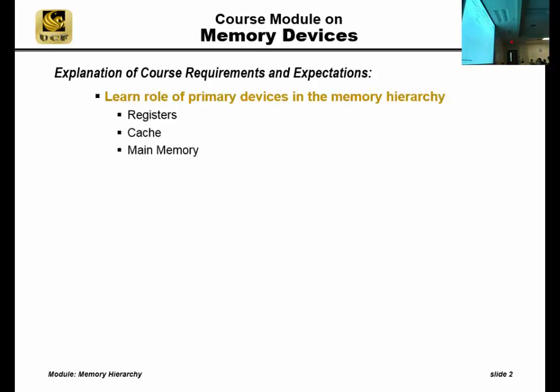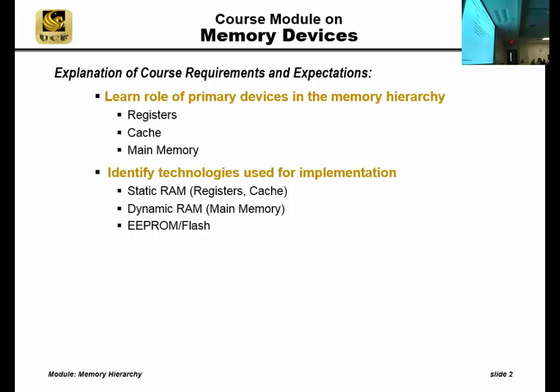So we talked about registers. We got a good handle on that. There's 32 registers, or maybe 100 in most processors. The next level up is cache memory, and then main memory. We'll distinguish between those. We're learning that there's 3 different device technologies.